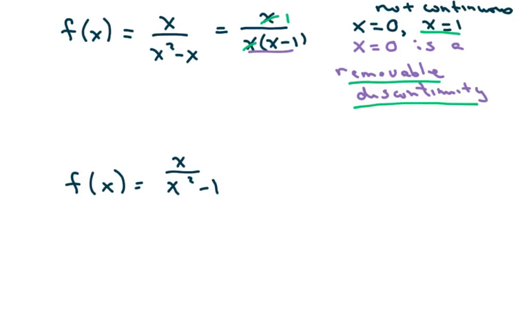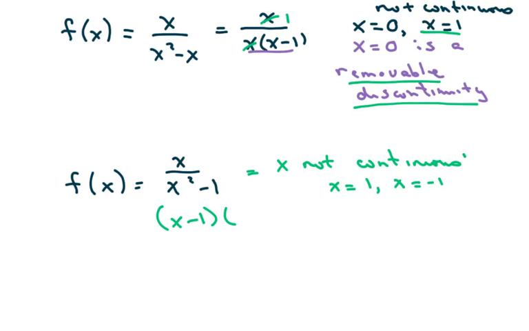Okay, the same thing's going to happen for this one. It's not continuous at x equals 1 and x equals -1, because I can factor the denominator as x plus 1 and x minus 1. It does not have a removable discontinuity because there's nothing we can cancel from the numerator with the denominator.